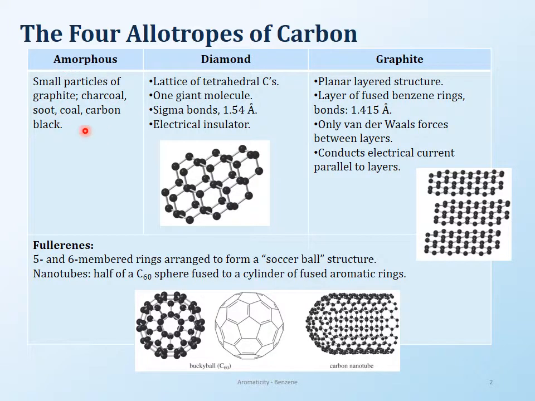The first one is amorphous, and amorphous just means that you have small particles of carbon in here, and it really has no shape or form or anything like that. And this is like charcoal or coal, something like that. That would be called amorphous carbon.